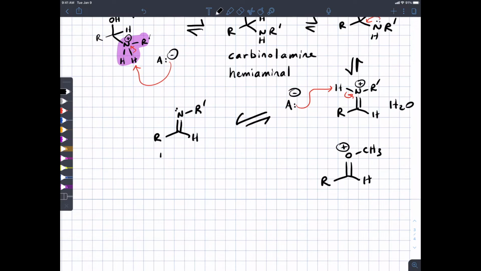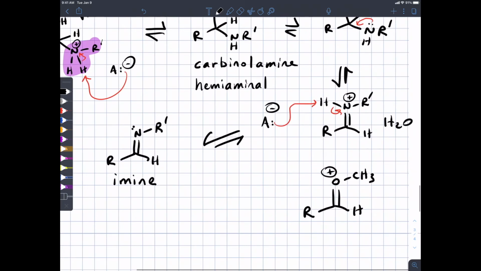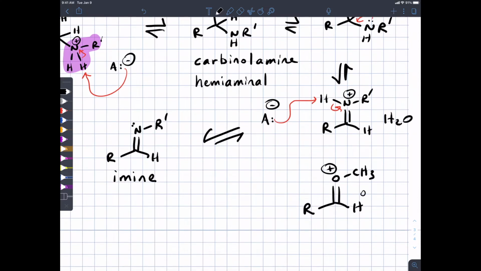And this neutral product is called an imine, I-M-I-N-E. Nobody says imine, because it sounds like you're telling somebody what you mean. So we say imine. It's kind of tough to say, but imine. It's not an amine like A-M-I-N-E, it's an imine. And instead of calling the previous ion an oxonium ion, we're going to call it an iminium ion.